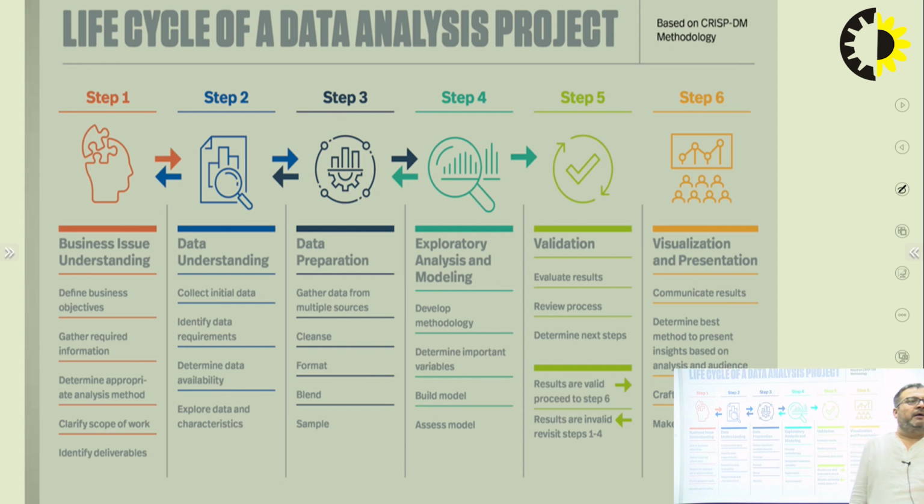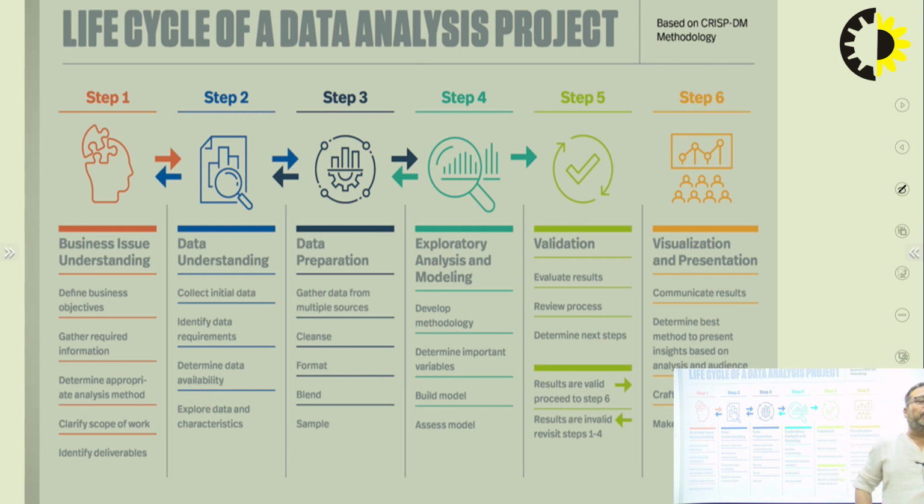So, this is the life cycle of a data analysis project. Here we have shown 6 steps of the life cycle. One is business issue understanding, second is data understanding, third is data preparation, fourth is exploratory analysis and modeling, which we say EAM, then validation, and last is visualization and presentation. So, these are the life cycle. We repeat from step 1 to step 6. In step 6, we visualize and present using some tools.